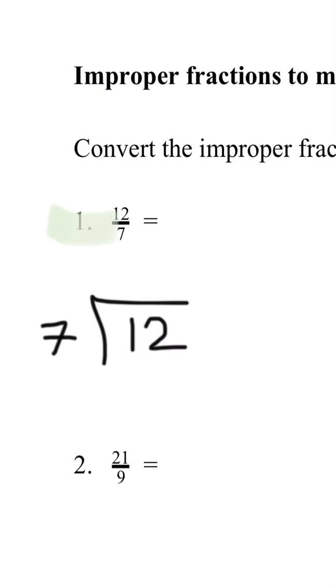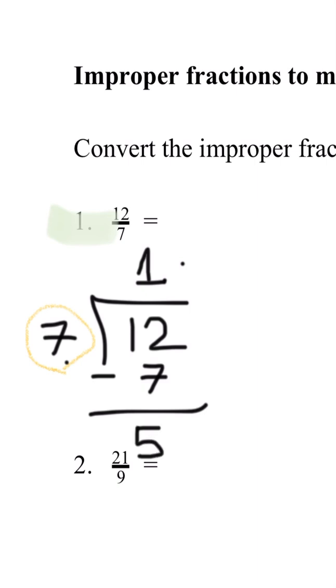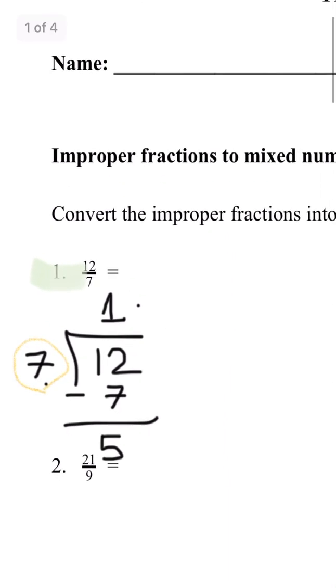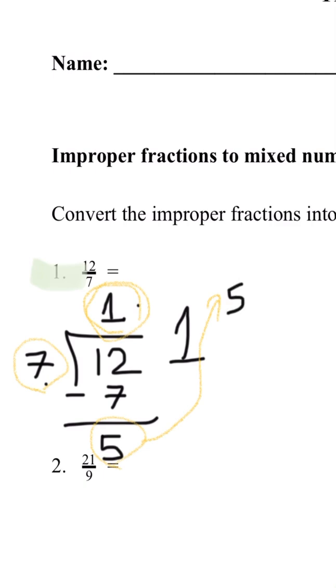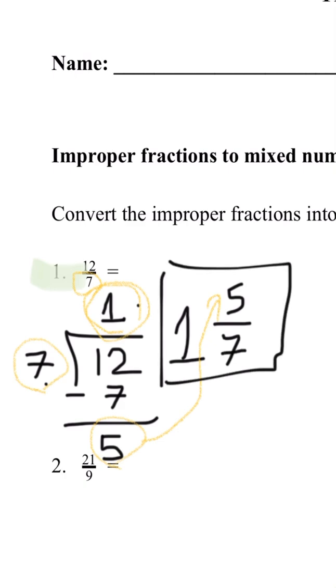So how many sevens go into 12? It goes into 12 once, right? And then 7 times 1 is 7, and then 12 minus 7 equals 5, so we have a remainder of 5. Now this 1 is going to be the whole number, and the remainder is going to be the numerator, and we keep this denominator of 7 over here. So our answer is 1 and 5 over 7.